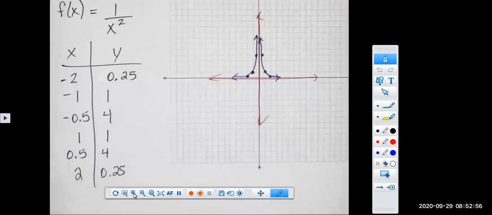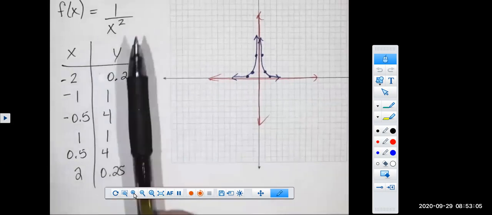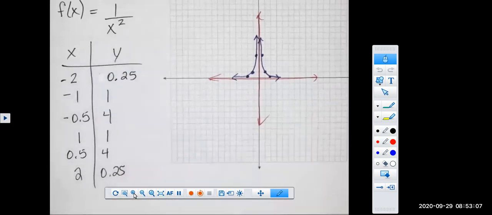So once again, they're going to ask you to graph this with transformations. You're going to see a number added or subtracted with x and a number added or subtracted at the end. And you're just going to move this graph left, right, up, down.